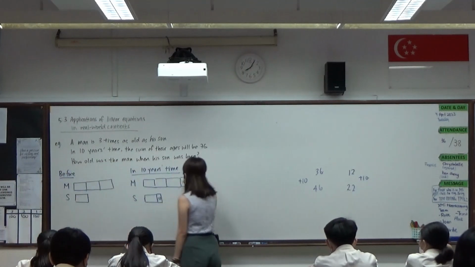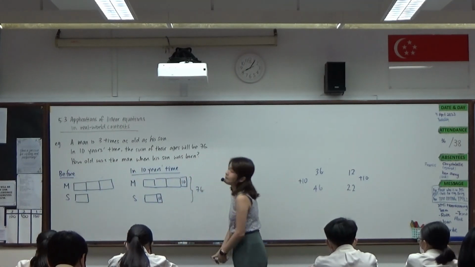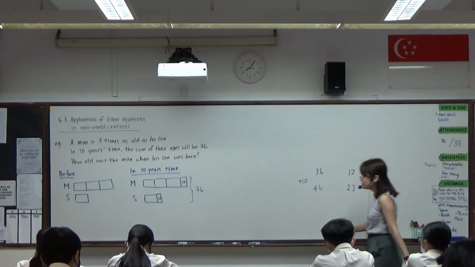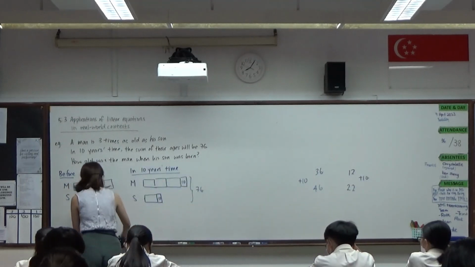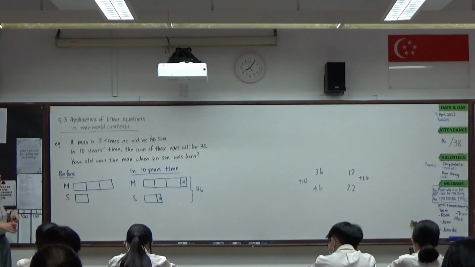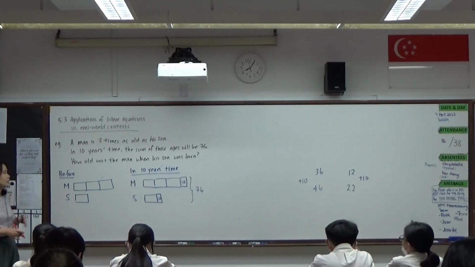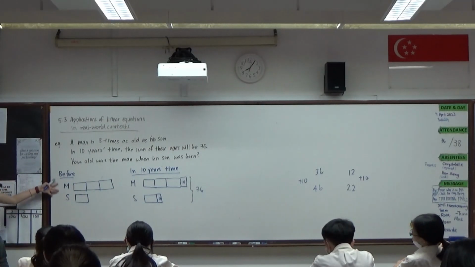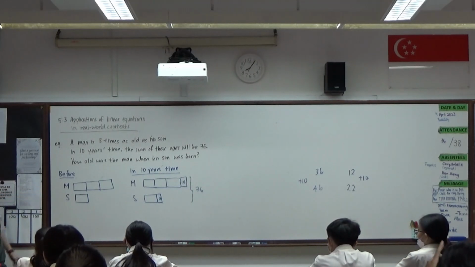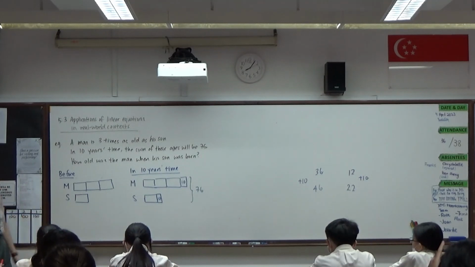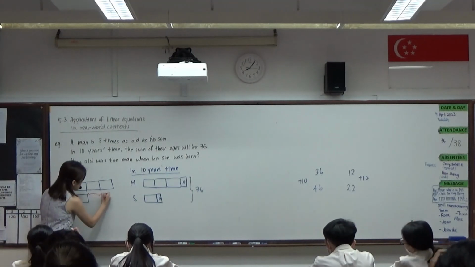And then we also know that the sum will be 76. So this is what we have learned in primary school, to draw a model to represent the question. And then it says how old was the man when his son was actually born. So before, it doesn't say how old they started off with. So to know how old the man was when the son was born, essentially we're looking at the difference in their ages. So the difference in their ages, we actually want to know this.